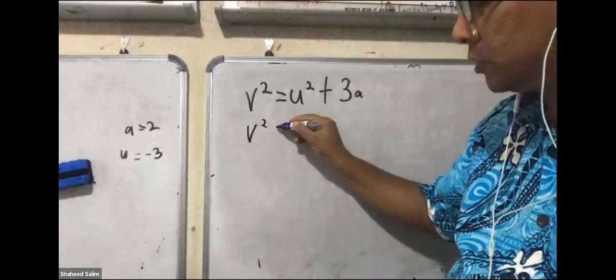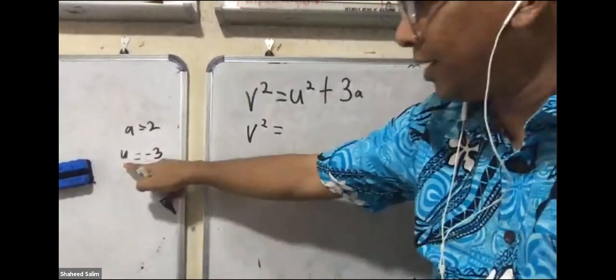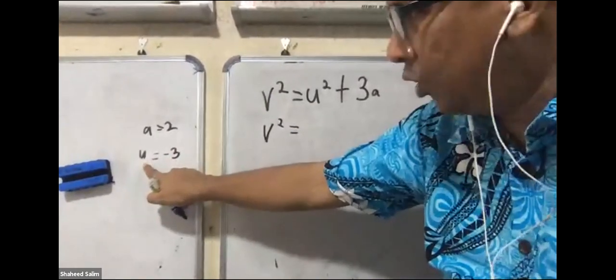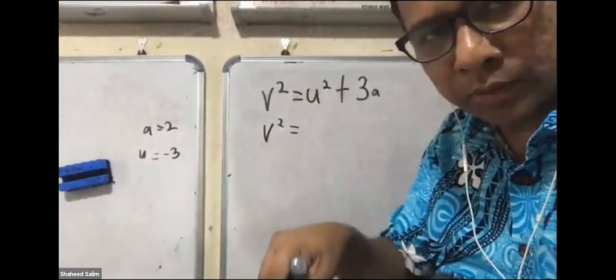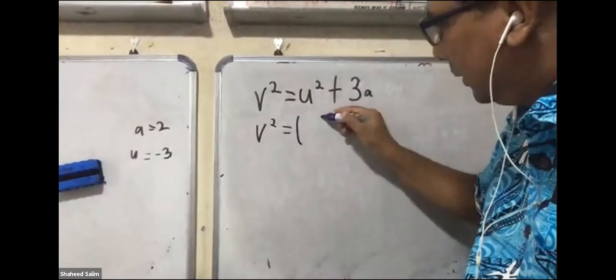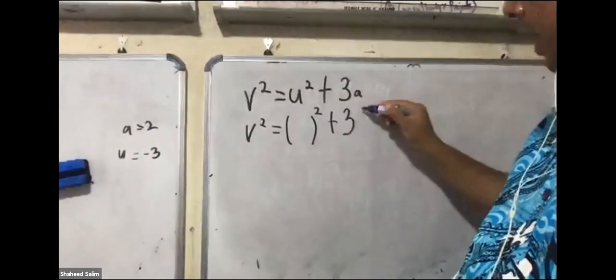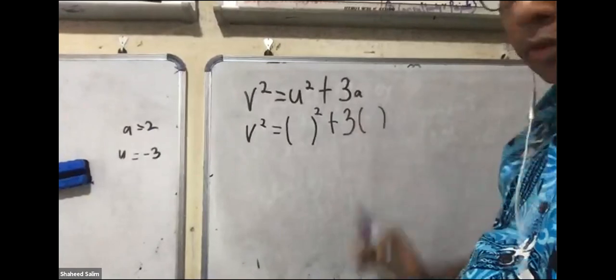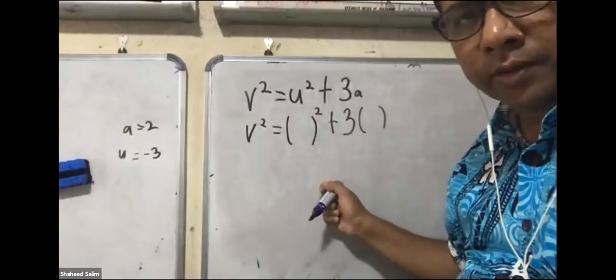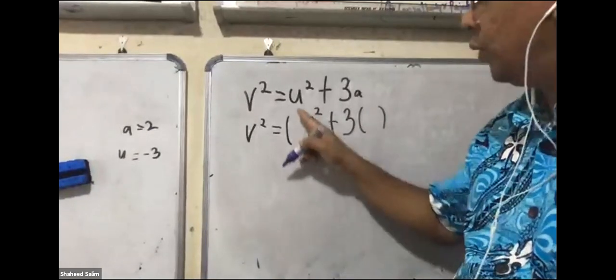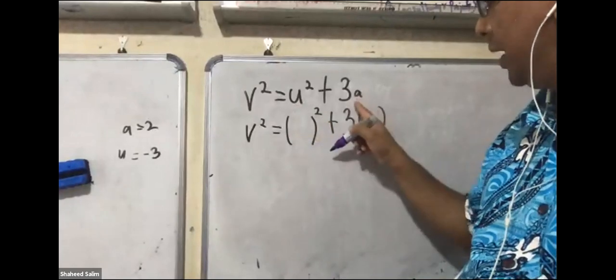So we just copy V squared equals to, you see, they want to substitute the value of U. Substitute means put in, all right? So I put a bracket here, put square, plus 3A. I put a bracket here. You must follow this procedure. This is a procedure for doing this. Where you have U, you put a bracket. Where you have A, you put a bracket.